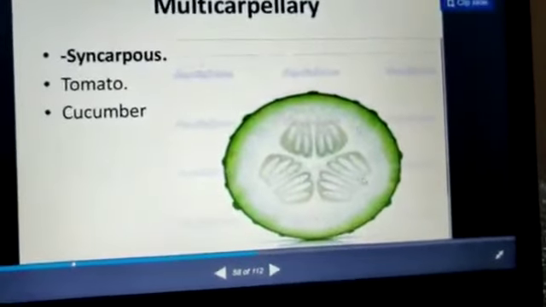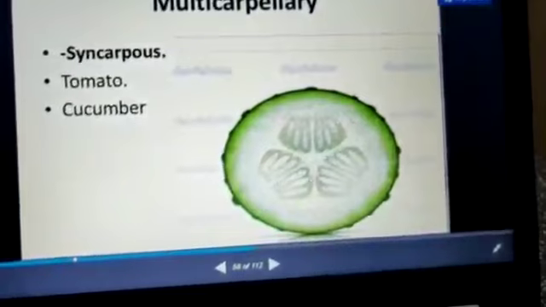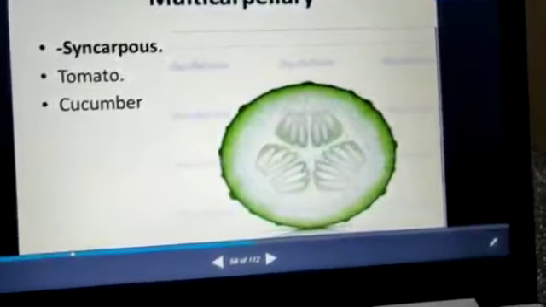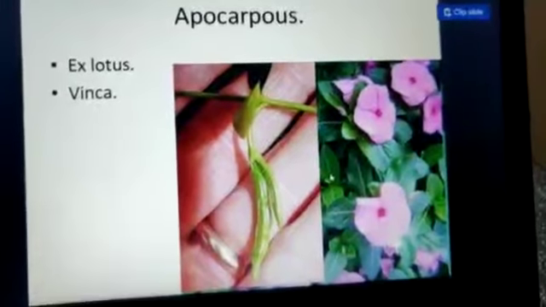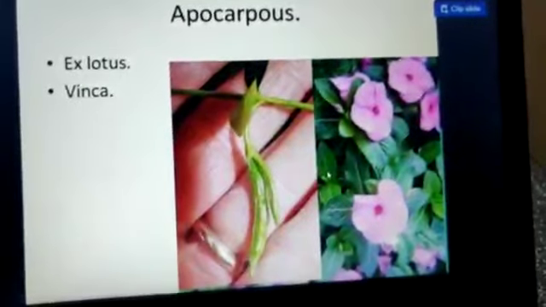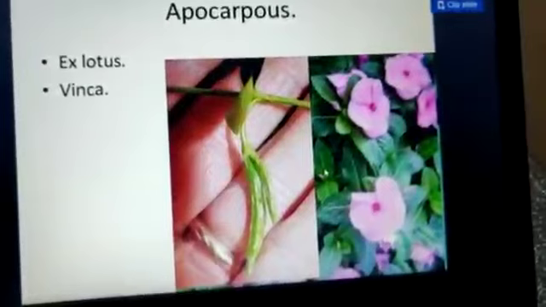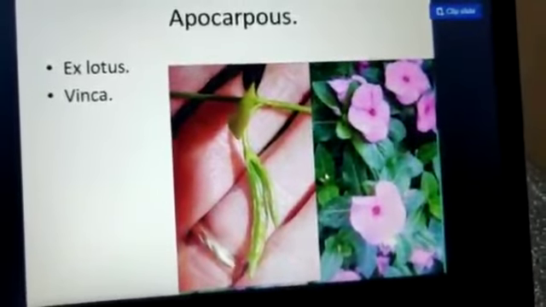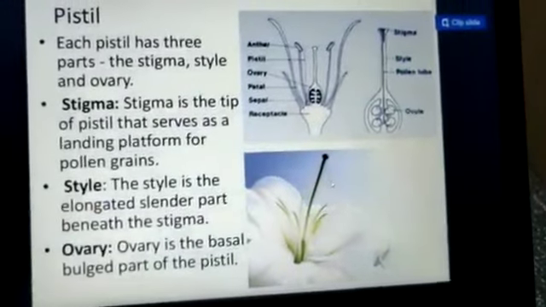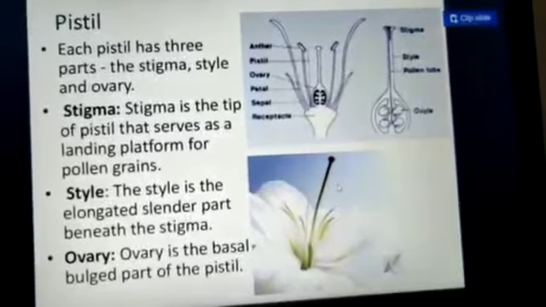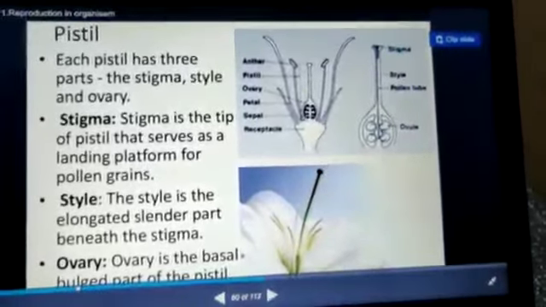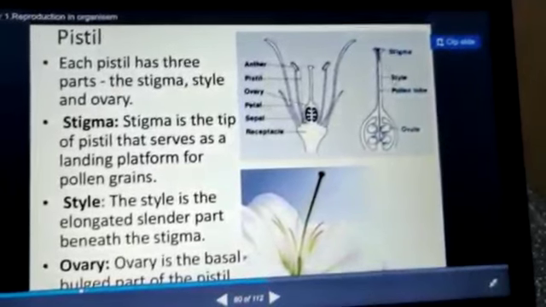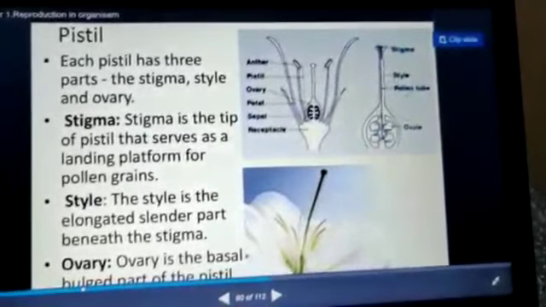More than two ovules are present. Carpels are present. So they are termed multicarpellary. Apocarpous and syncarpous. Apocarpous means what? Yes, free carpel, pistil. Now each pistil has three parts: the stigma, style and ovary. You are able to see here. Stigma, style and ovary. Okay.